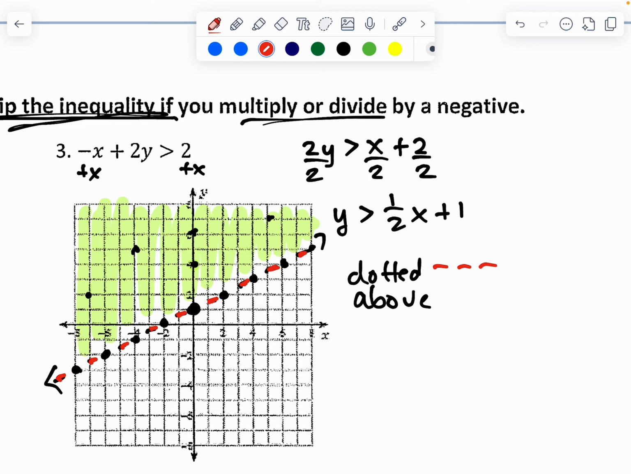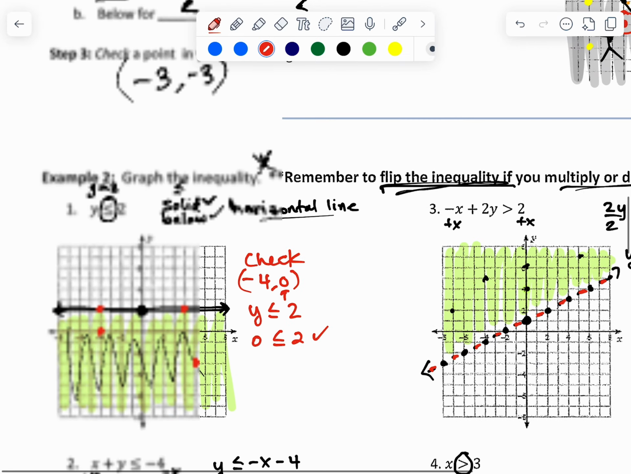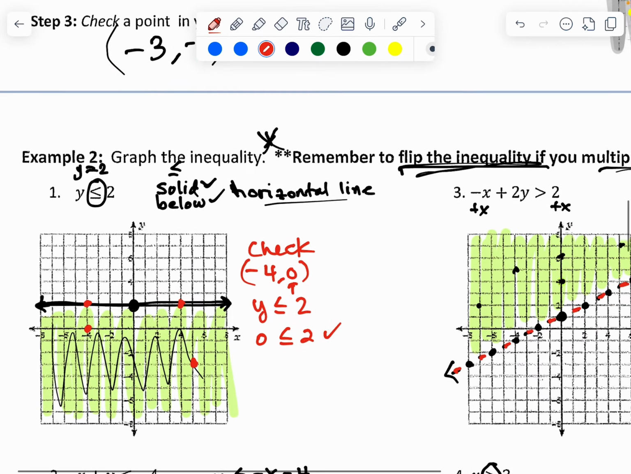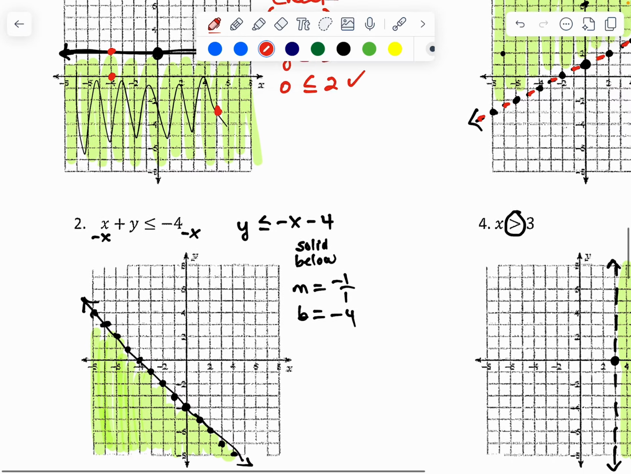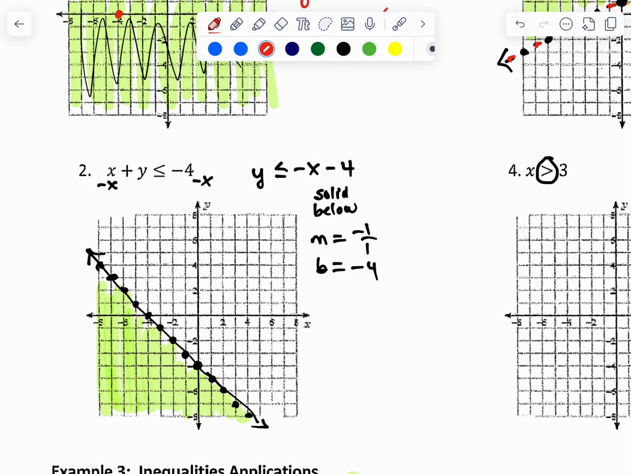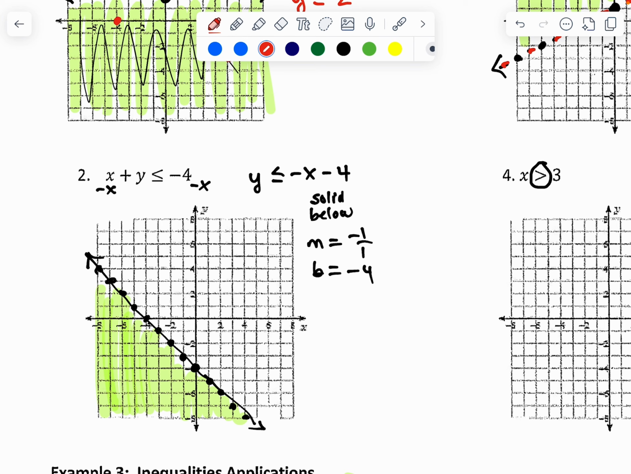All right, take a minute, pause the video, and do number 2, the one that is below number 1, so this one, number 2. Okay, so take a minute to do that one. So pause it now. See if you can graph it all on your own. Make sure you're on the right track. All right, and then check your work with mine. You should have a solid line. It should be dotted. It should have a negative slope. It should be shaded below. So when you graph it, your graph should look just like mine.